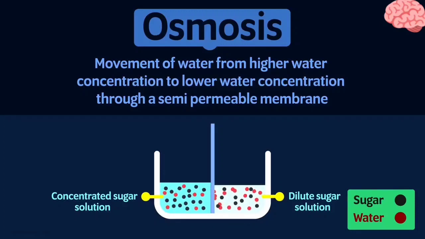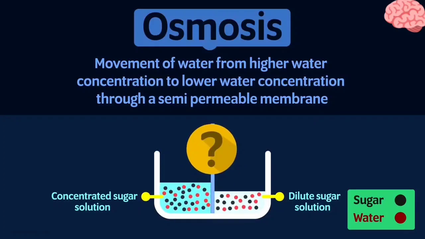So after some time we see water molecules moving from this side of the partition to this side. And how long does this movement take place? It will occur till the concentration of water is balanced, that is equalized, on both sides. This is nothing but osmosis.